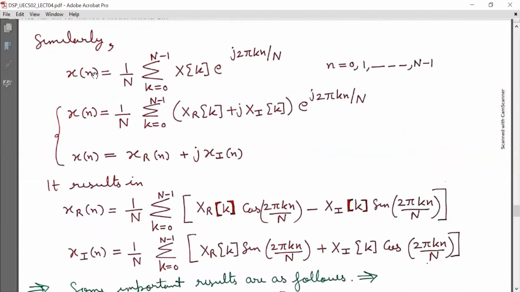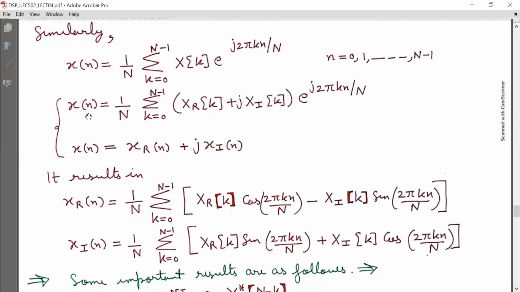Similarly, small x(n) is equal to 1 by N, that is IDFT, that is small x(n) is equal to 1 by N summation k running from 0 to N minus 1 of capital X(k) e raised to power j 2 pi kn by N, with n ranging from 0 to N minus 1. Here substitute X(k) is equal to X_R(k) plus iota X_I(k). Here instead of X(k) you use X_R(k) plus iota X_I(k). And we know that x(n) is also complex, so x(n) is equal to x_R(n) plus j x_I(n).